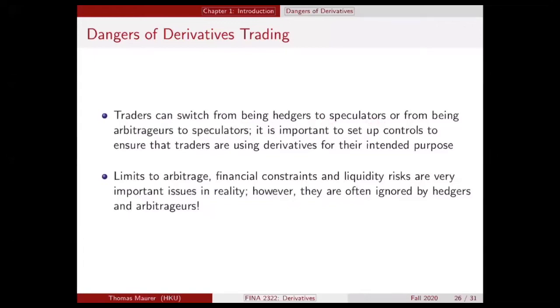And this is, of course, not a good thing, because you do not want your risk management department to start gambling. Okay. The second problem which can arise, and is a little bit more subtle, are limits to arbitrage, which are typically financial constraints or liquidity risks. I don't want to say too much about this here.